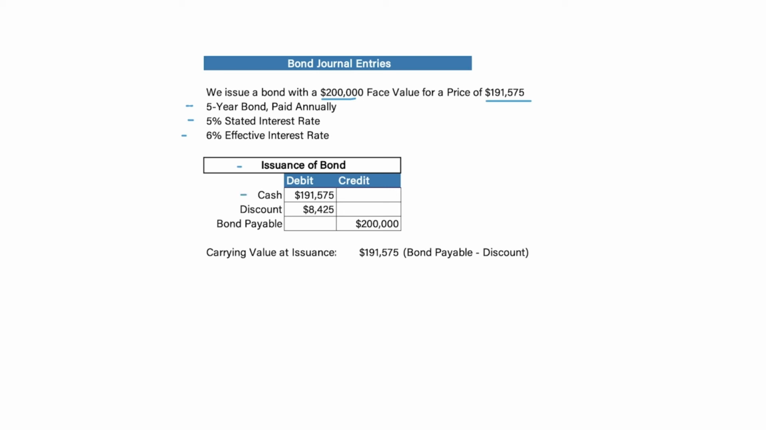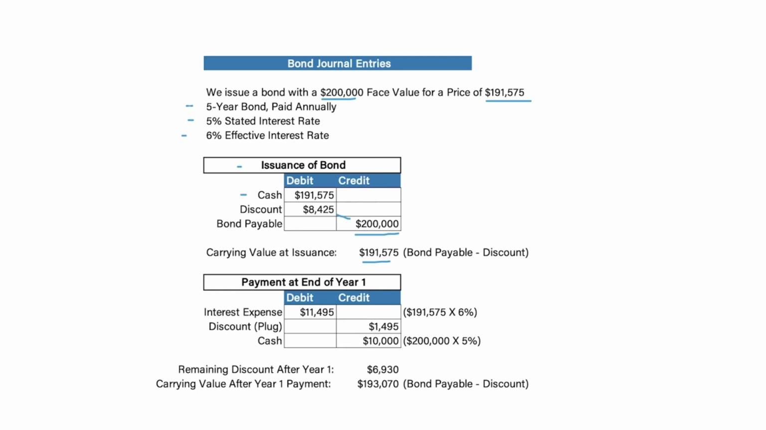So we, the seller, receive the cash proceeds. We have a bond payable for the full face value of the bond, and the discount is for the difference between the two, 8,425. So then our carrying value at issuance is the bond payable minus the discount, which is the same as the cash proceeds.